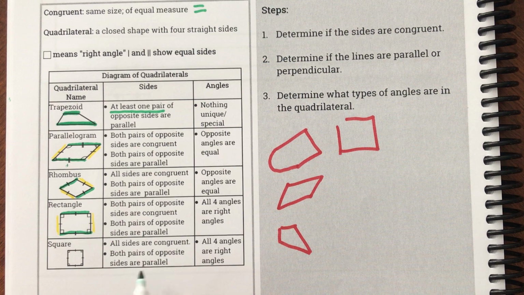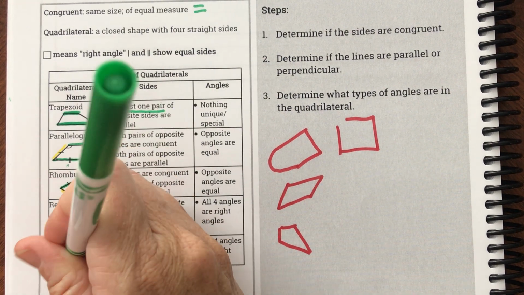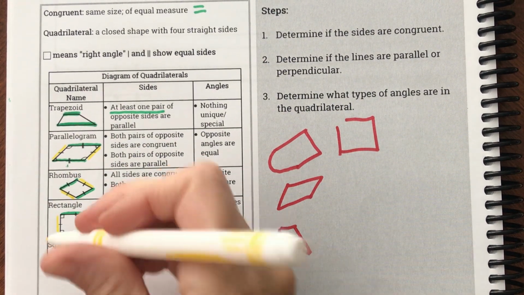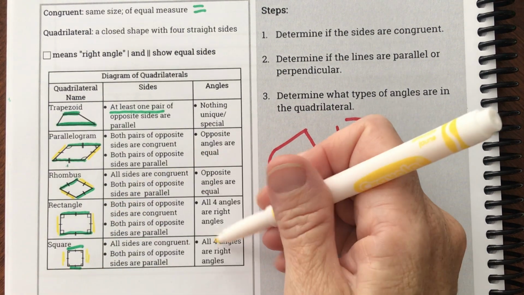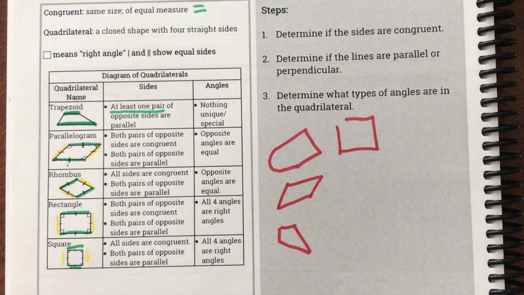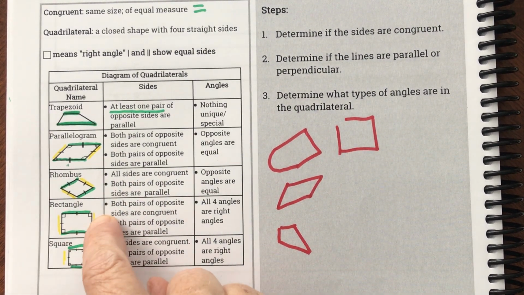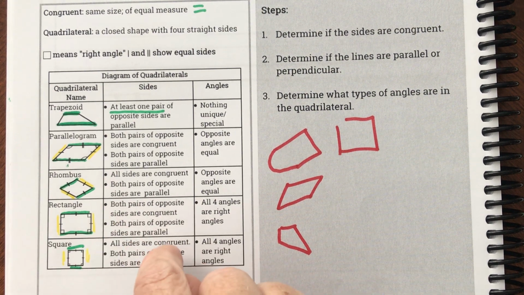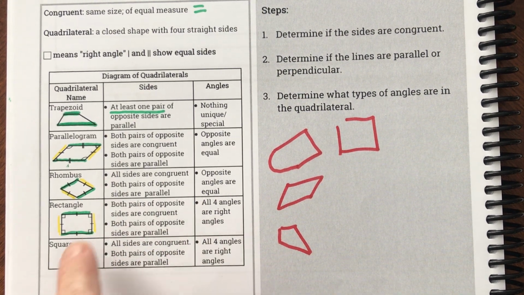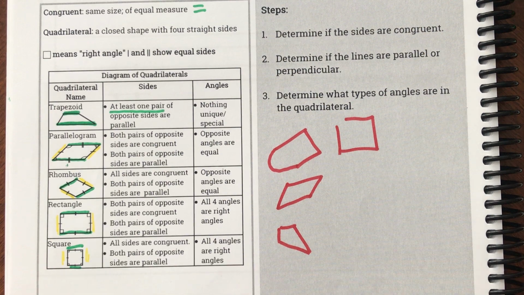And then both pairs of opposite sides are parallel. So that's parallel and this, and then all 4 right angles. So really a square follows the same rules as the rectangle. The only difference is a square has 4 congruent sides and a rectangle has 2 pairs.